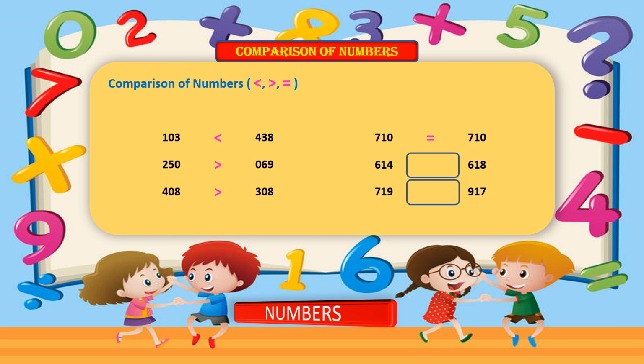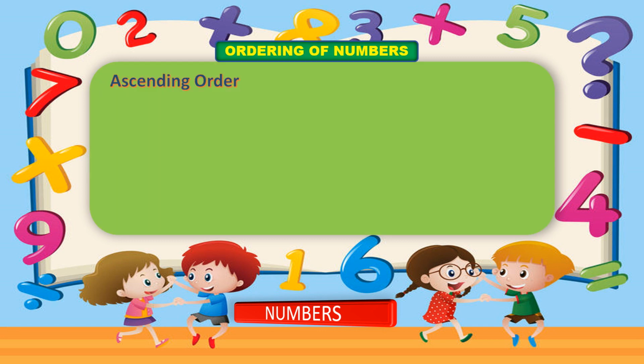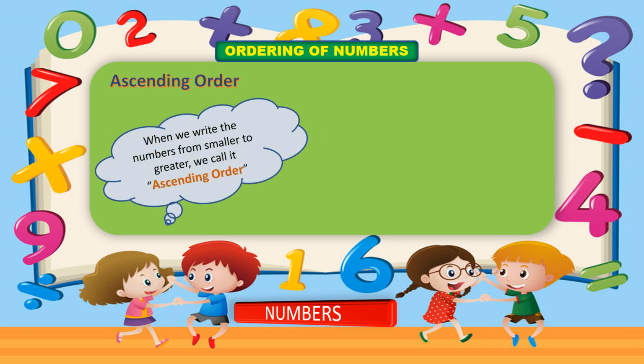Compare the numbers 614 and 618. The answer is 614 is lesser than 618. Compare the numbers 719 and 917. The answer is 719 is lesser than 917.